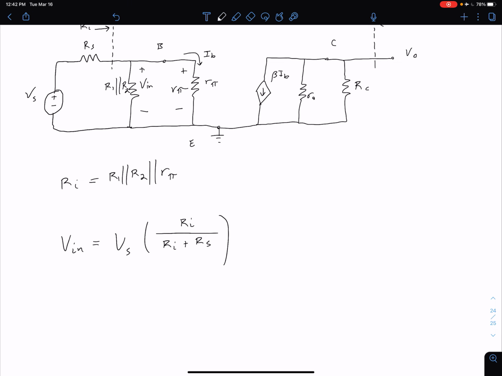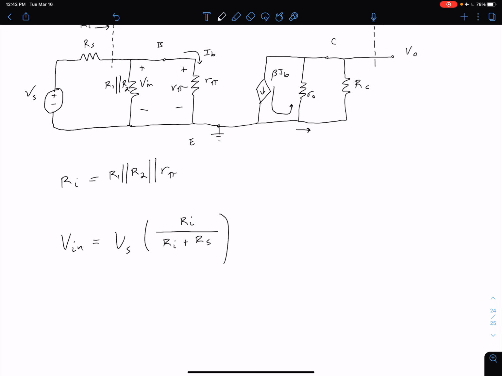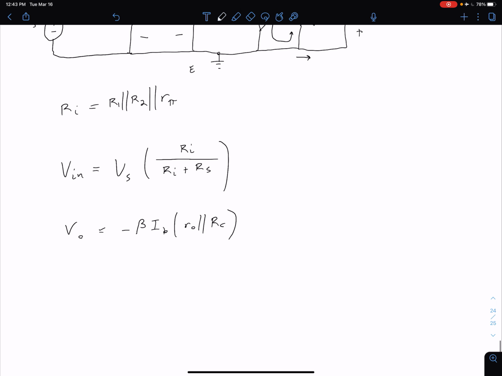All right, so now looking at the output side, again, we can see that this current is just going to be staying on the output side. It's going to be going up, splitting between our R0 and our RC, so we'll have some going through RC, some going through R0. But what we can say is let's just consider the parallel combination of those two resistors. Then we can define our Vout as being negative beta IB times the parallel combination of R0 and RC. And again, the negative is because the voltage drop is in this direction. All right, and then finally, as we've said before, Vin is equal to V pi.